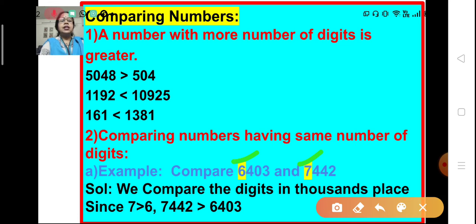So the digits in thousands place in both the numbers, in one of the numbers it is 6 and in the other it is 7, and 7 is greater than 6. So the number 7442 is greater than 6403.